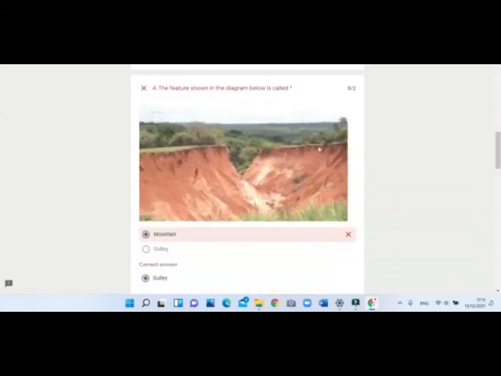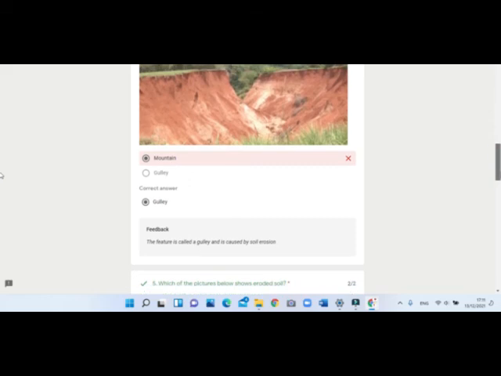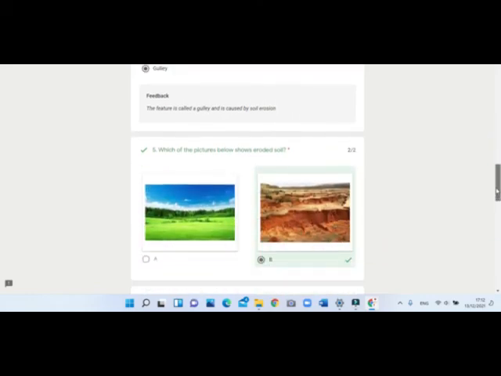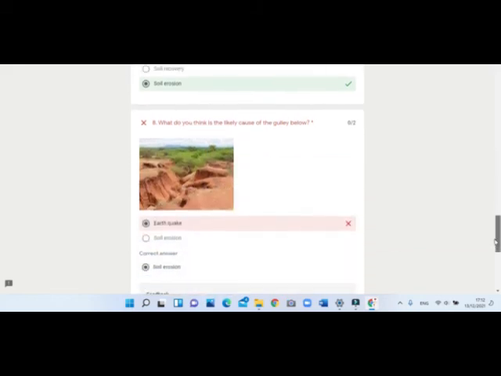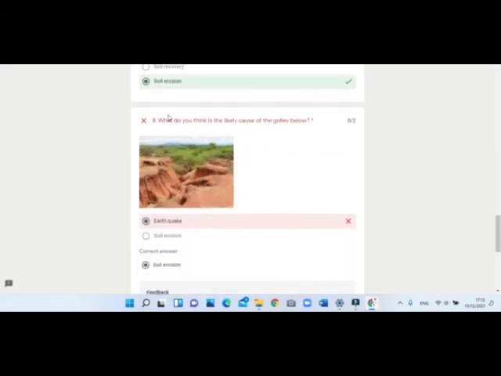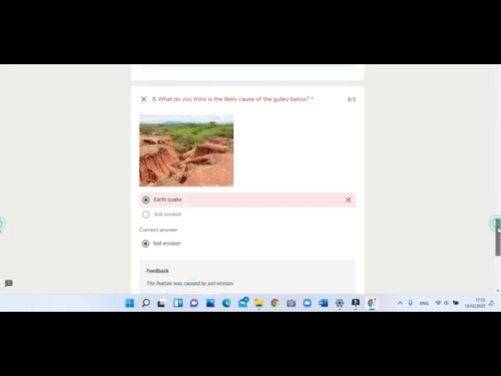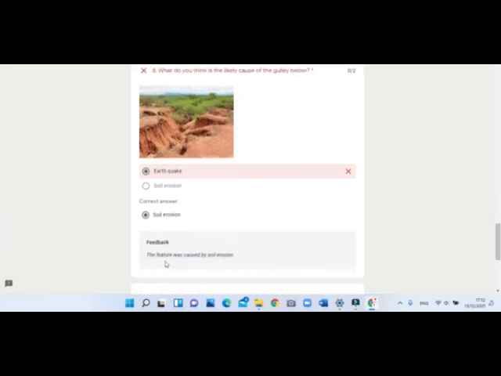Once you go down below the question, you had said that is a mountain. Then you are told the correct answer is a gully. And then below the correct answer, you also get a feedback on that question. So there's a feedback telling you that is a gully, not a mountain. Then you scroll down checking the questions you have failed. You reach another question where you were asked to describe what you think caused that feature. You had said it's an earthquake, but then you got it wrong. Then you are told that it's caused by soil erosion, and there's a feedback there to tell you what caused that feature.